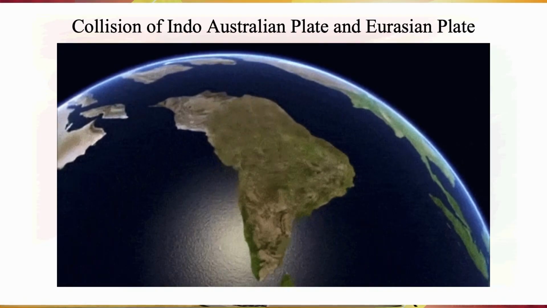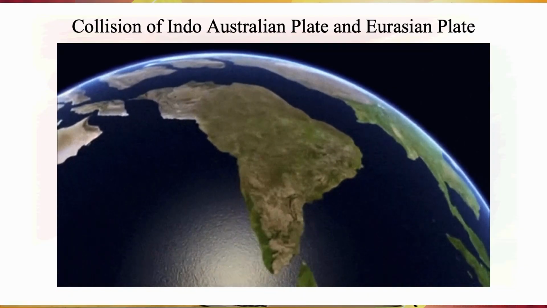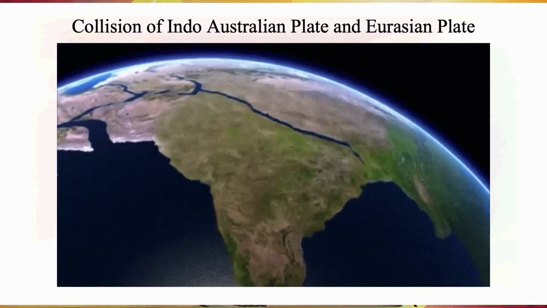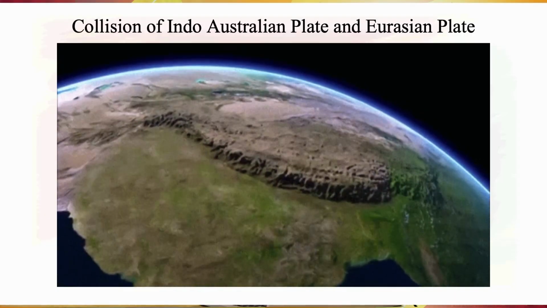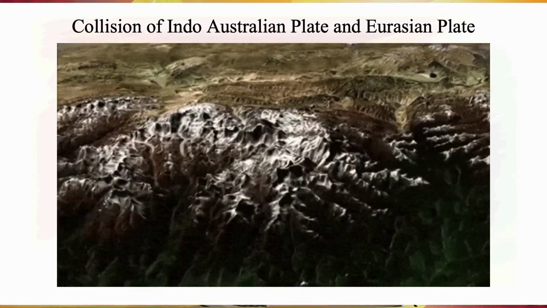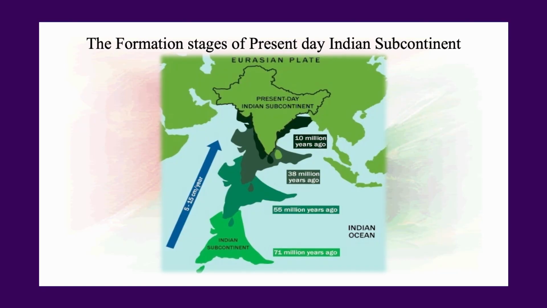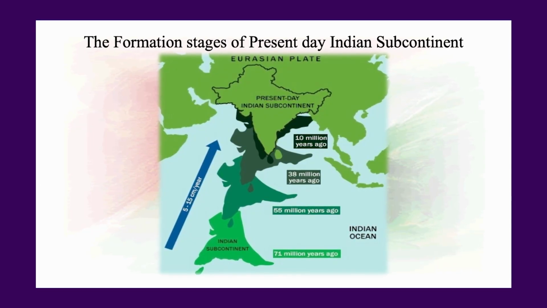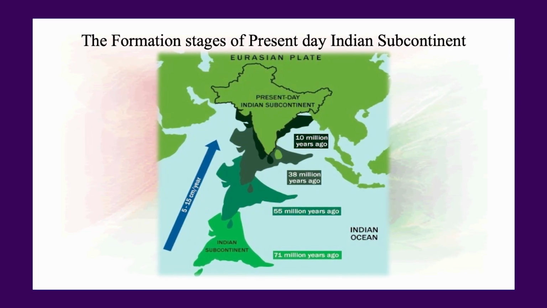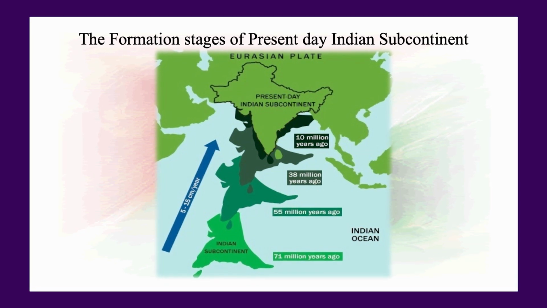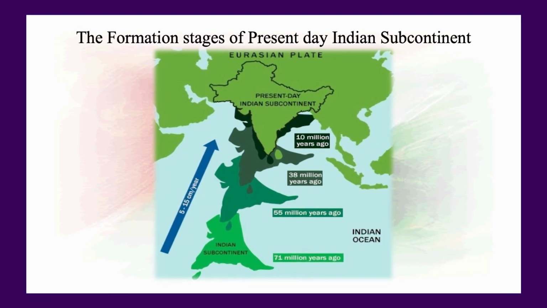So, through this video, I would like to make you understand that earlier India was in the Southern Hemisphere and how it got shifted to the Northern Hemisphere. And finally, in this way, our India acquired its present shape. It is very important to understand this change in location of India.